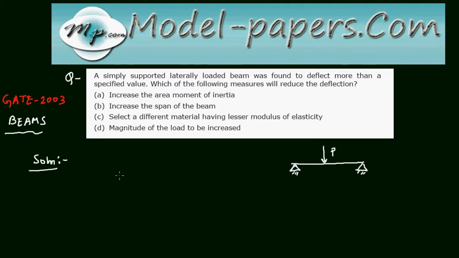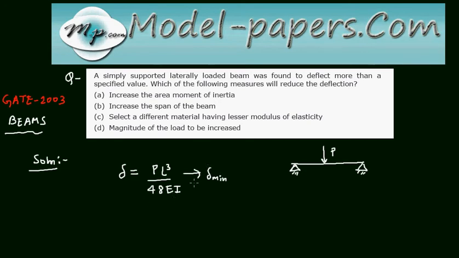We know that the maximum deflection, or deflection at the middle point, for this simply supported beam is nothing but P L cube by 48 EI. Let us reduce this deflection. How can this deflection be minimum or less?